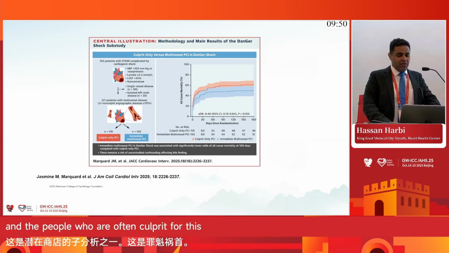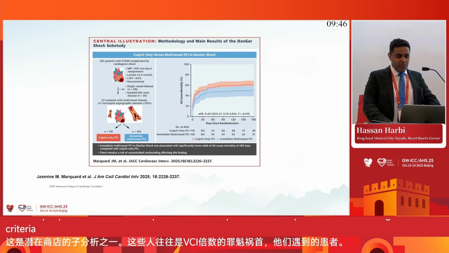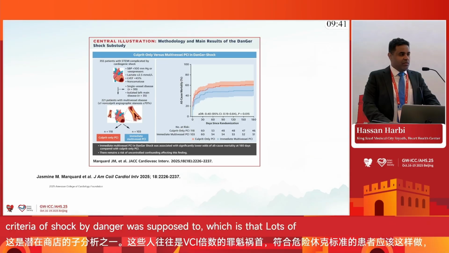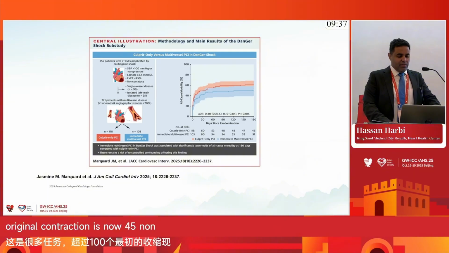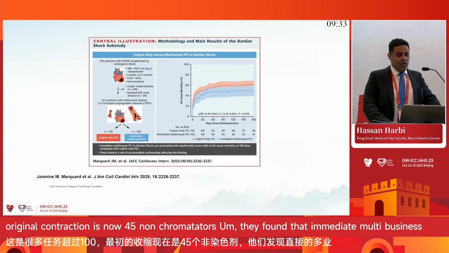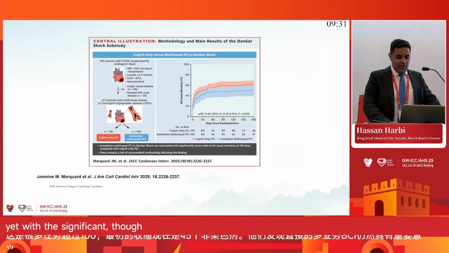In patients meeting the criteria of shock by DanGer, which is blood pressure less than 100 or ejection fraction less than 45, and non-comatose, they found that immediate multivessel PCI was associated with significantly lower odds of all-cause mortality.